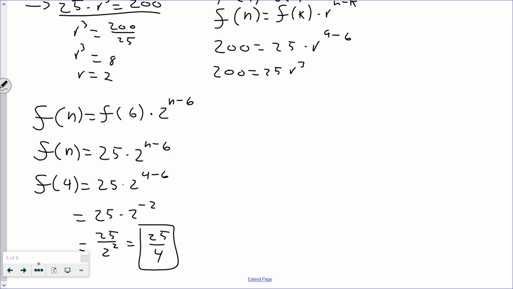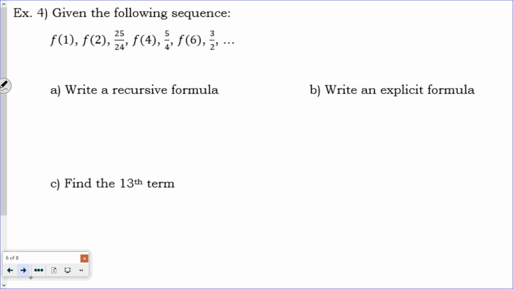Ready? All right. So example 4, given the following sequence, I want to write a recursive formula, an explicit formula, and I want to find the 13th term. So I can't really write a recursive formula without f of 1. You need to know where the sequence starts to figure out the recursive formula. So what I'm going to do is figure out what my r is going to be, and then figure out what my f of 1 is going to be.